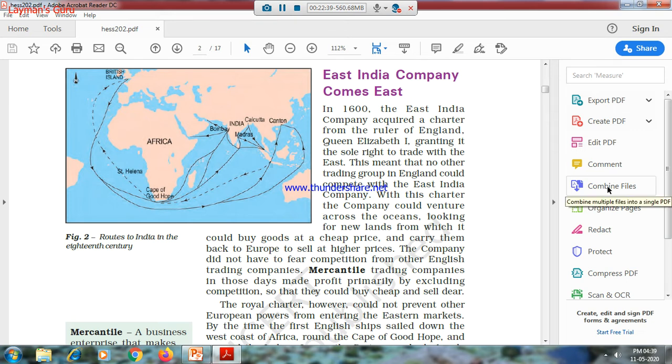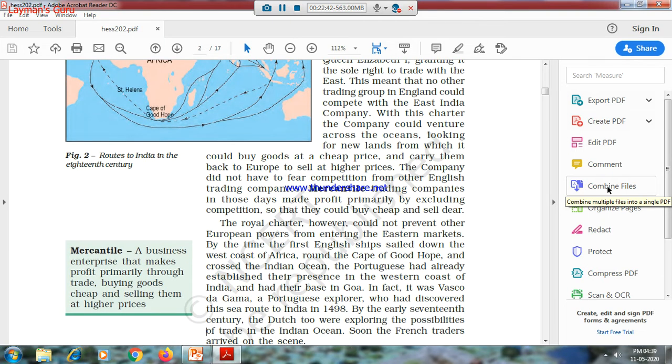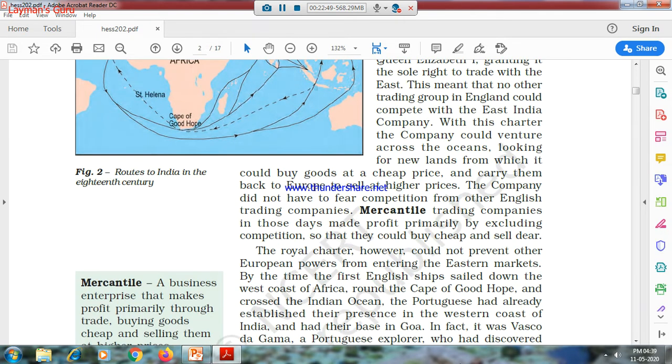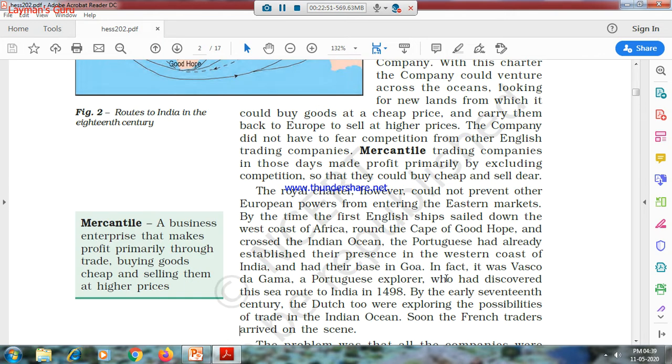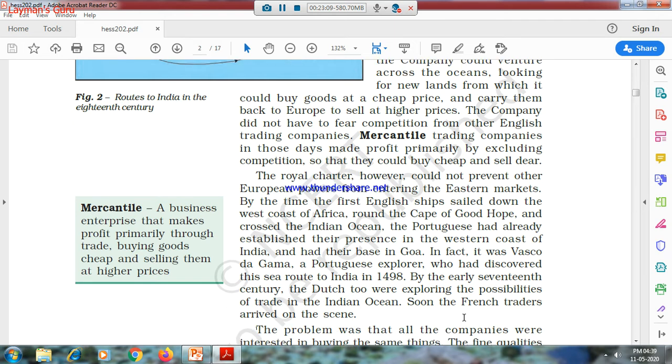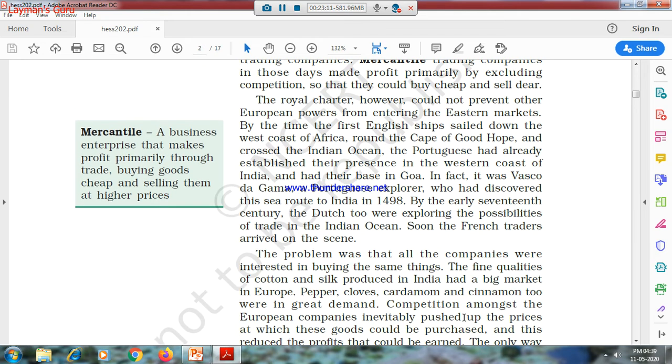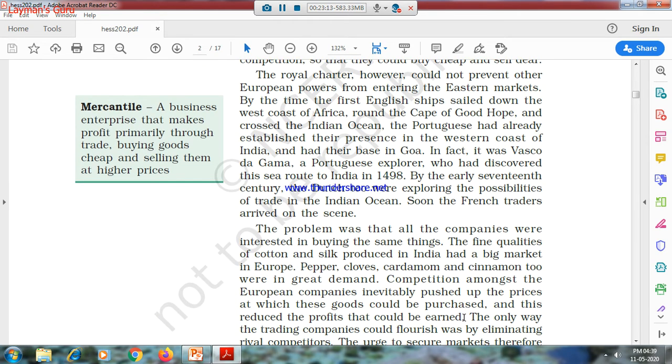Mercantile is a business enterprise that makes profit primarily through trade, buying goods cheap and selling them at high prices. So this is what normal trading is, right? The Portuguese had already established their presence on the western coast of India and had their base in Goa. In fact, around 1515 they captured Goa. They had discovered the sea route to India in 1498. In the early 17th century the Dutch too were exploring, as we saw in the numbers.